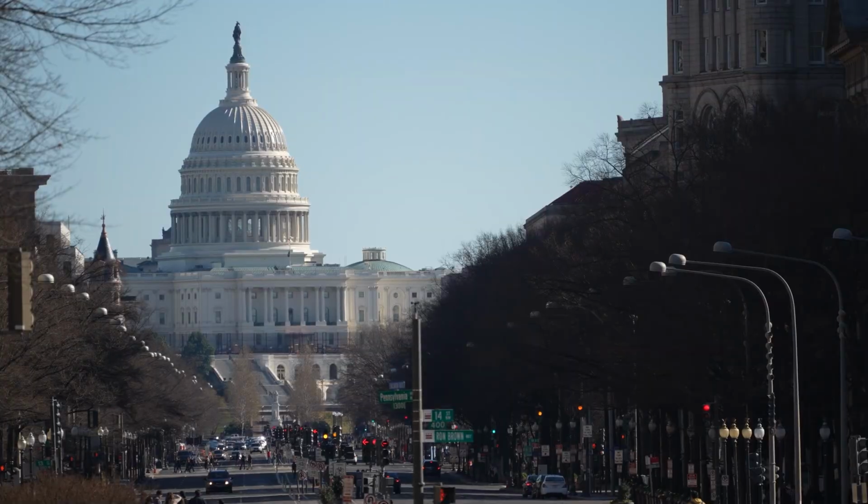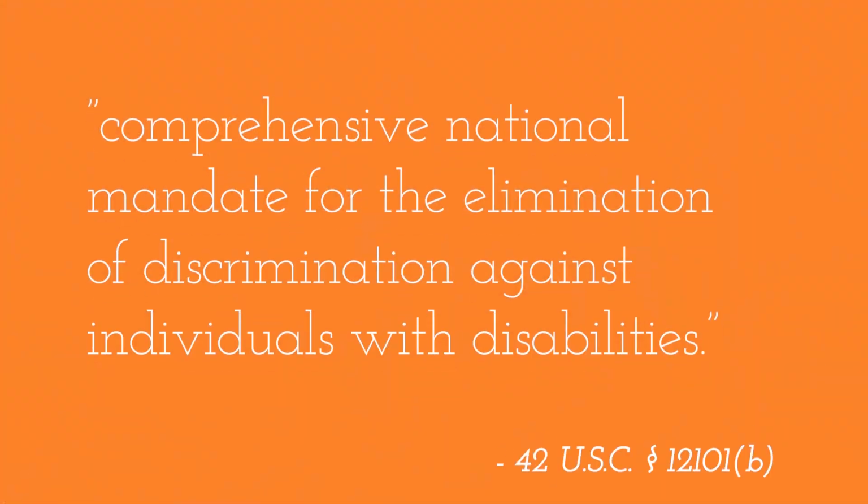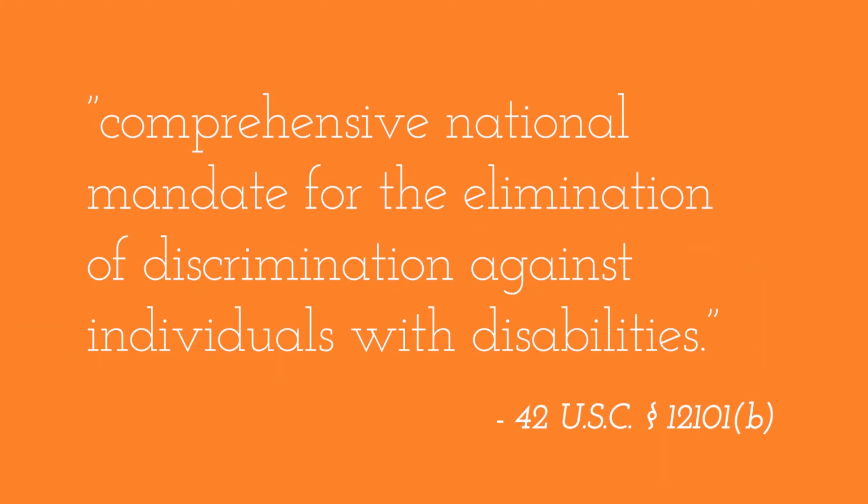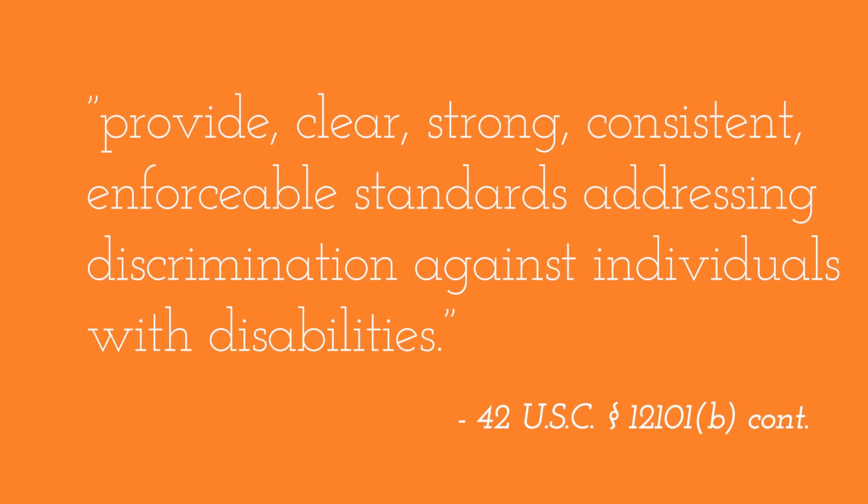In other words, looking at the text alone is not going to give us the answer that we need. We need to understand the intent of Congress as well. The dissent begins their analysis of the statute with the statute's codified purpose. In Section 12101B, Congress specifically states that the ADA was intended to be a comprehensive national mandate for the elimination of discrimination against individuals with disabilities, and to provide clear, strong, consistent, enforceable standards addressing discrimination against individuals with disabilities.